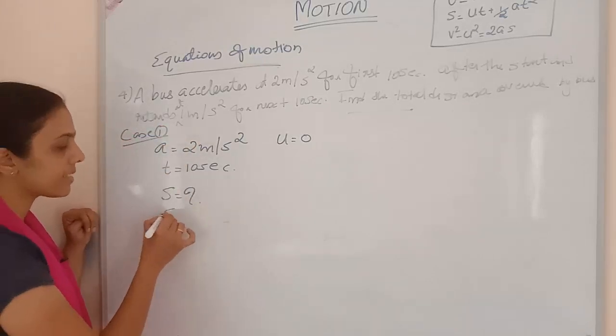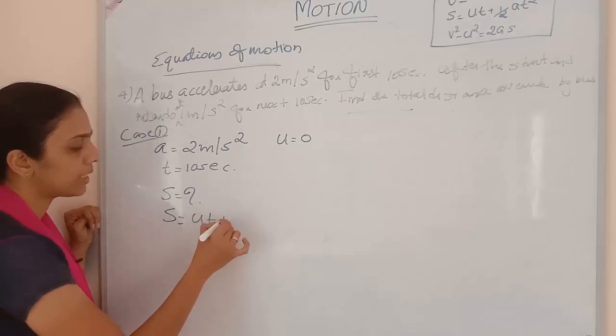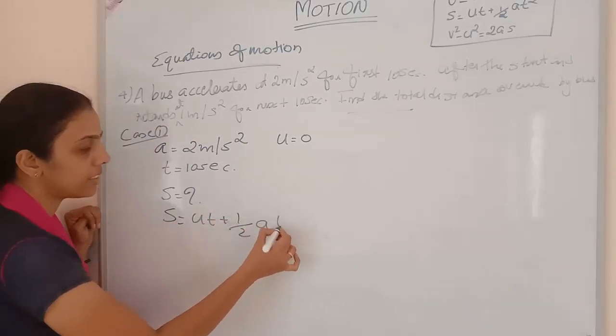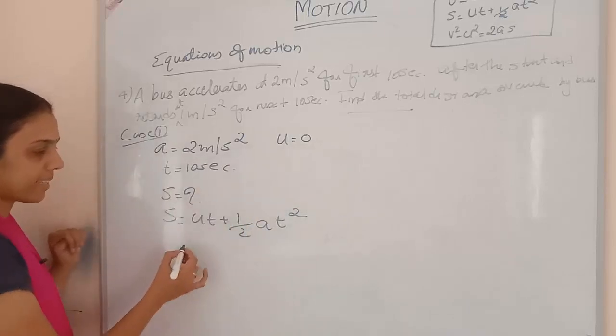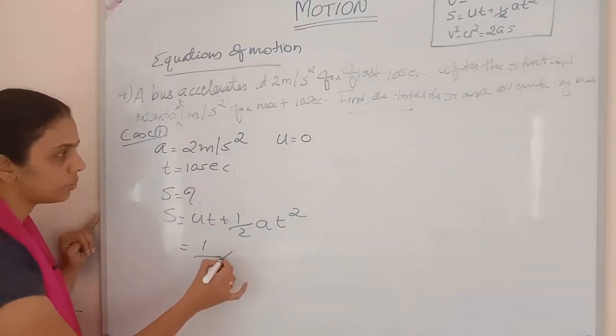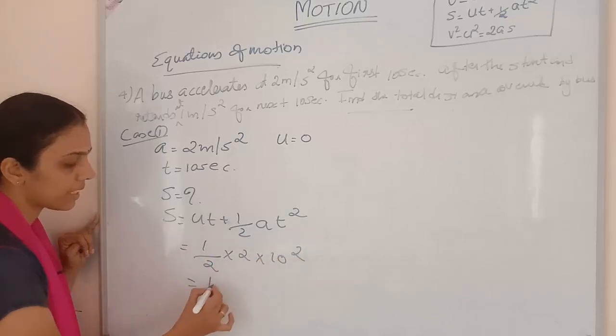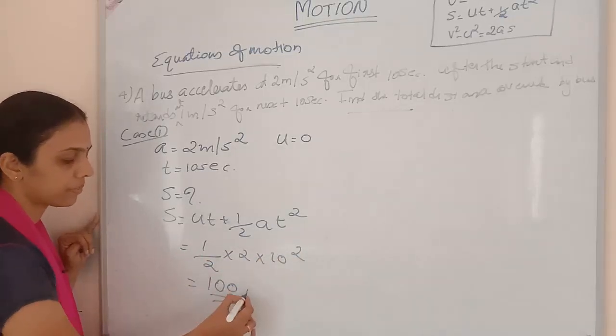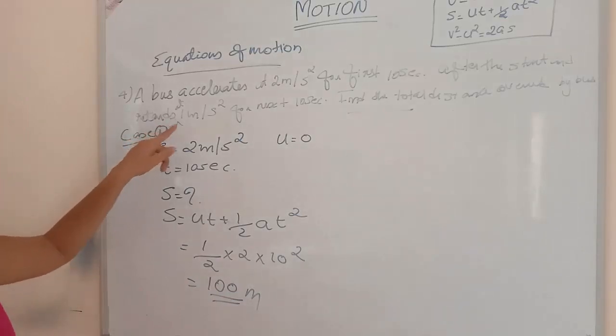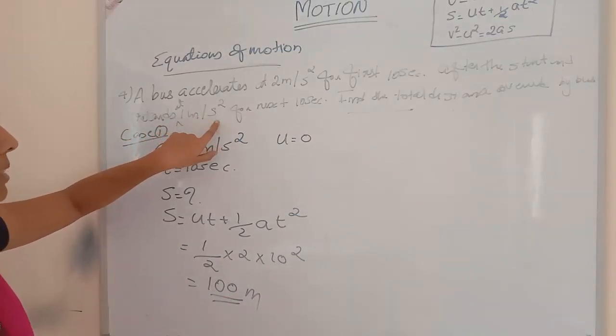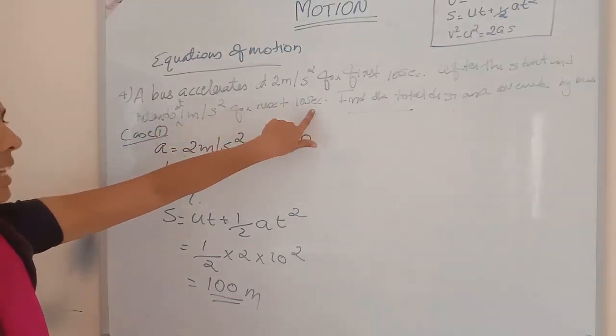Distance S is equal to ut plus half at square. u is 0, so it is half into 2 into 10 square. So we will get it as 100 meter. After moving 100 meter, it is retarding at 1 meter per second square for the next 10 seconds.